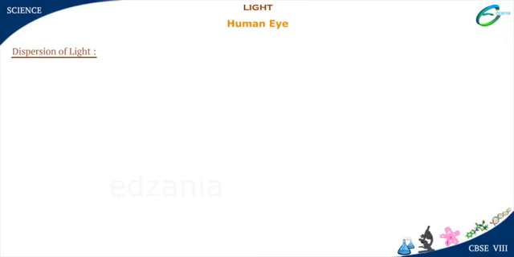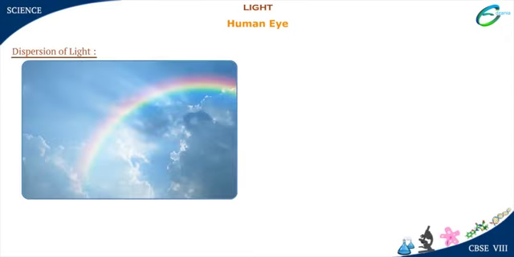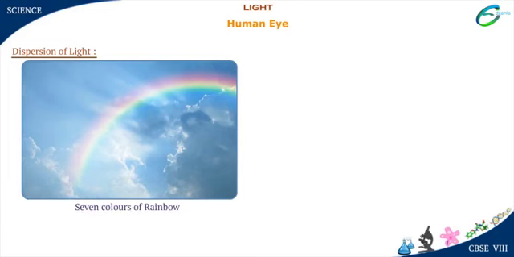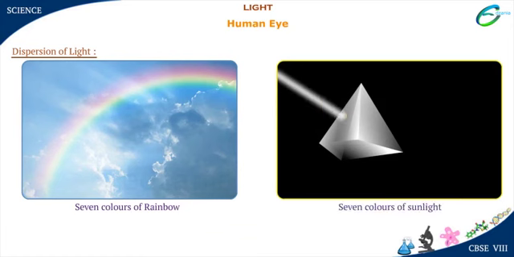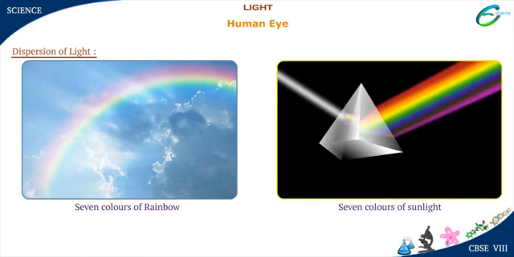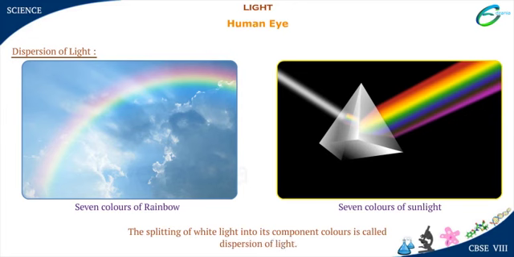Dispersion of light. Have you seen the formation of rainbow in the sky? Why are there 7 colors in the rainbow? White sunlight consists of 7 colors, and a prism can be used to see the constituents of white light. The splitting of white light into its component colors is called dispersion of light.